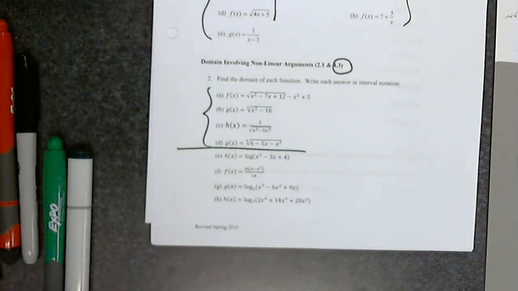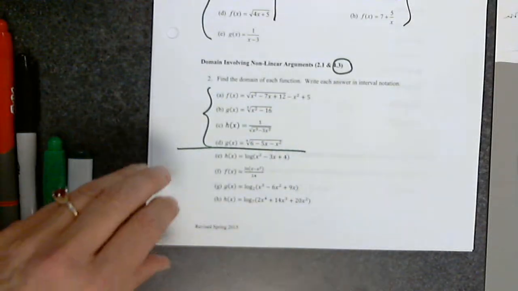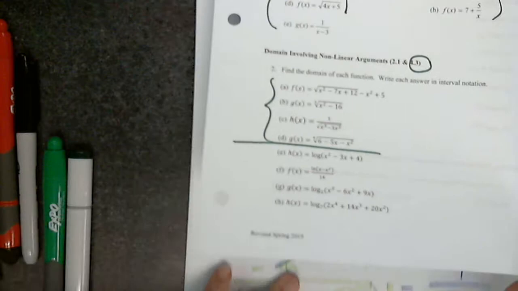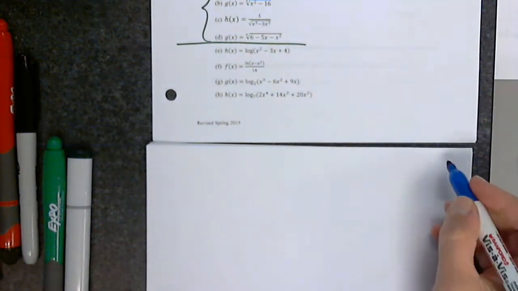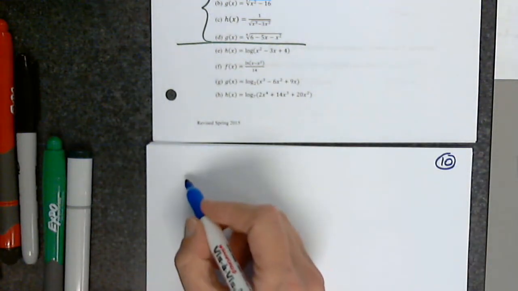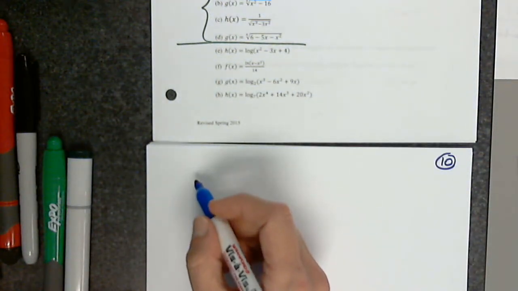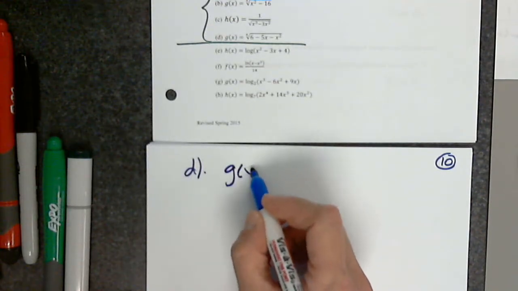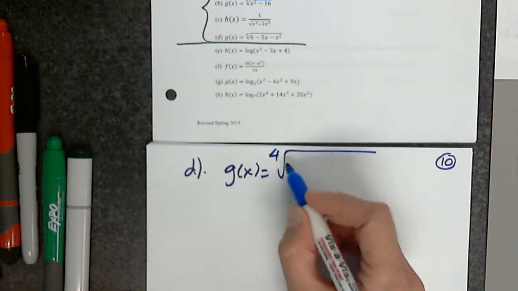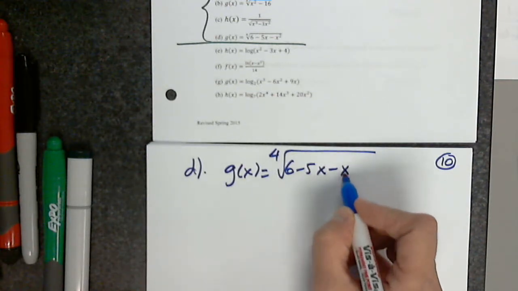Like to choose from these four. We're asked to find the domain. D. So we have g of x equals the fourth root of 6 minus 5x minus x squared.